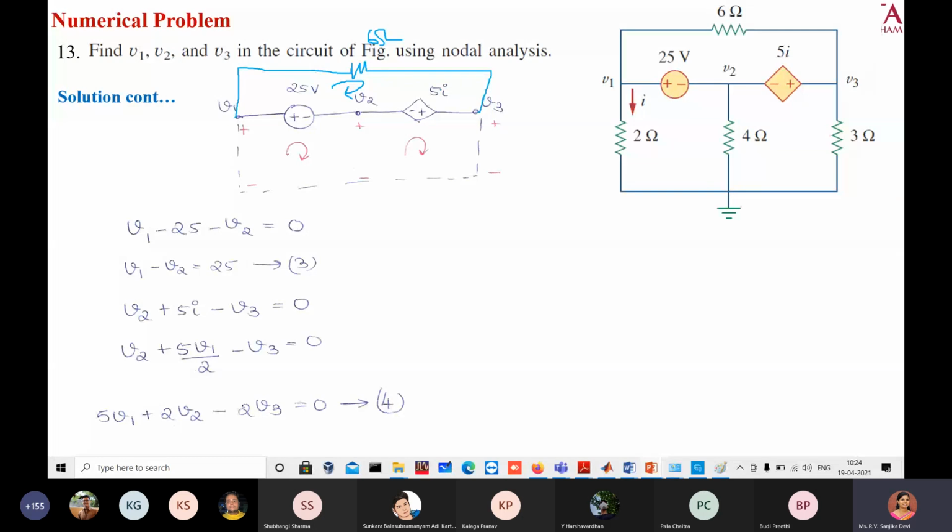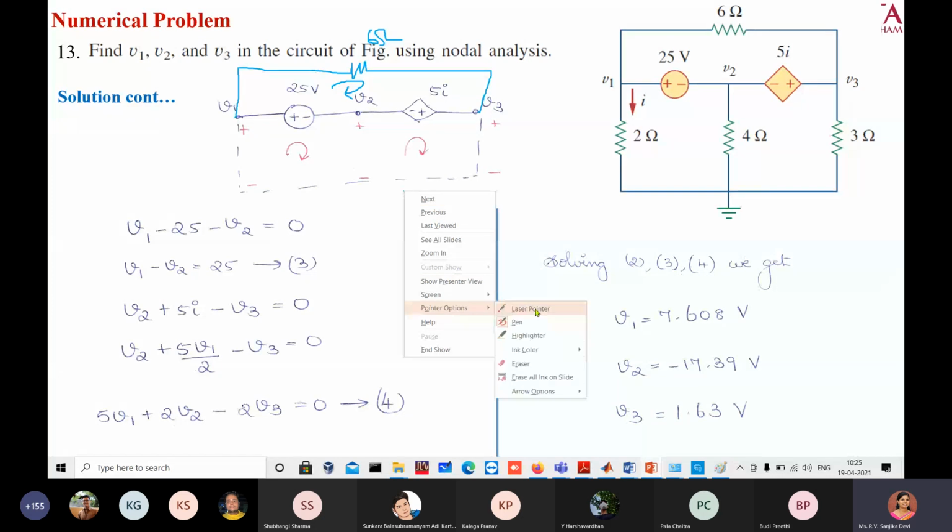So now we will solve this equation 2, 3 and 4. So these are the 3 values of voltages. Okay, so with this, the nodal analysis part is over.